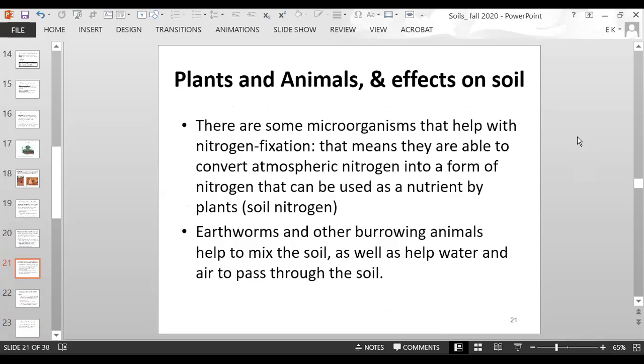Also related to animals is earthworms and other burrowing animals. They help mix the soil as well as help water and air to pass through the soil, mainly through channels that they form through burrows. So an earthworm is going to burrow through the soil, producing channels in the soil. So that helps aerate the soil and mix it up.